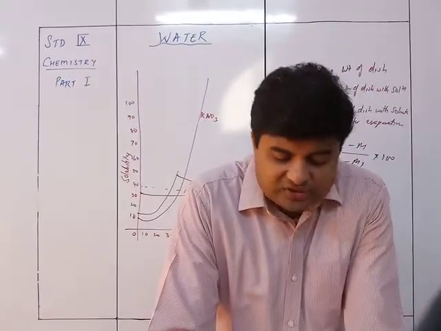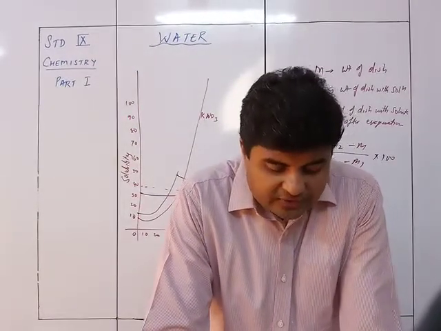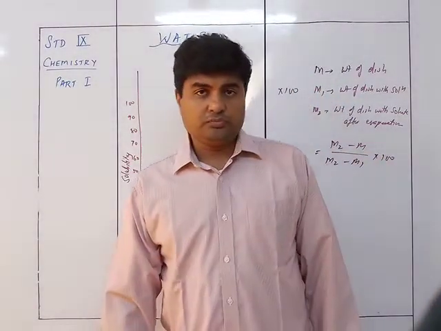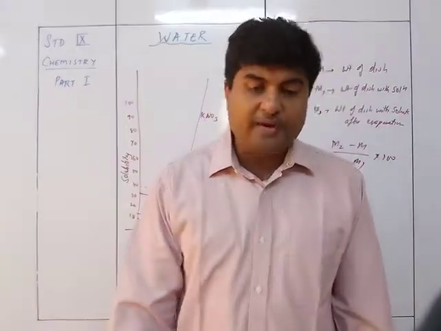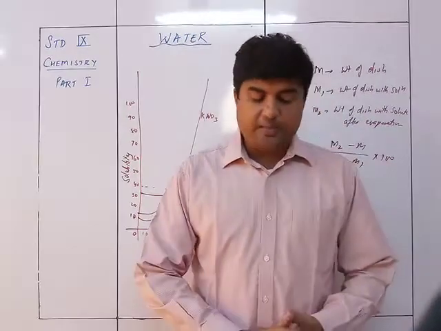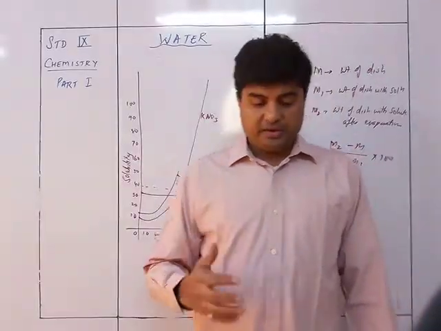KNO3 has the highest solubility at 100 degrees Celsius, and the solubility of a solid is independent of change in pressure. So solubility has nothing to do with pressure. Solubility of solids is independent of change in pressure. So that is how solubility will be different from pressure.